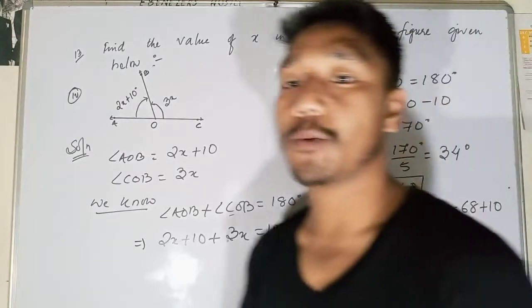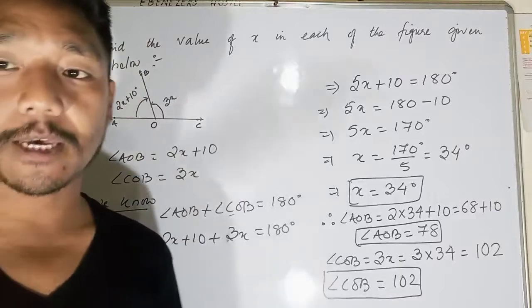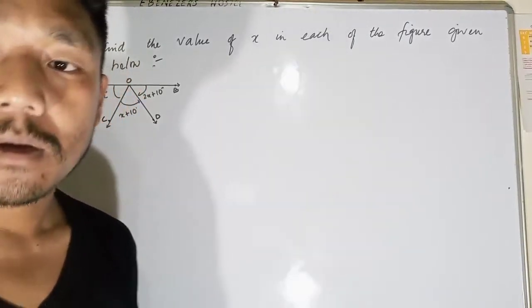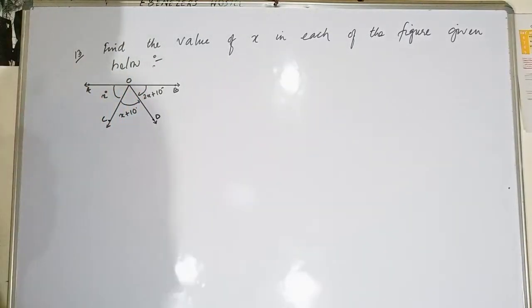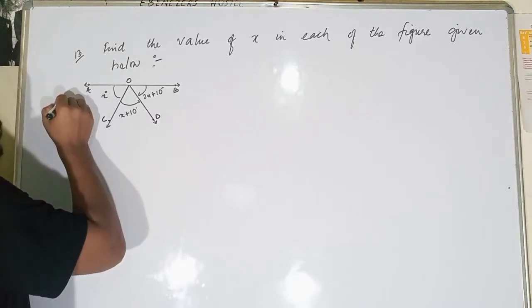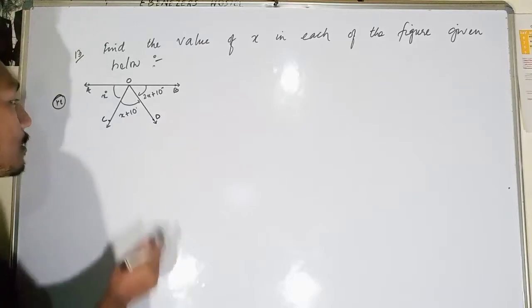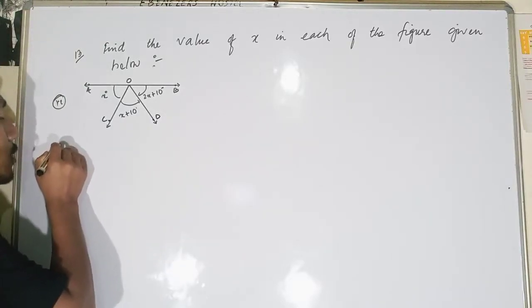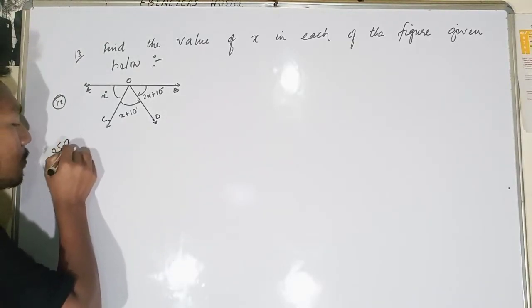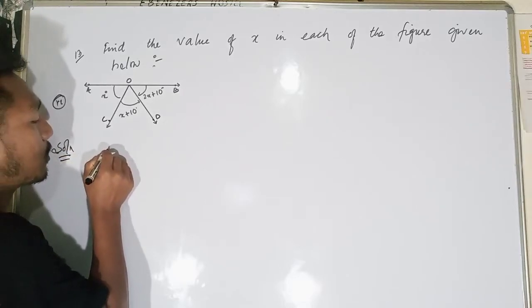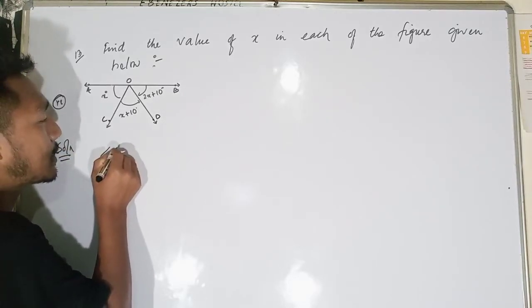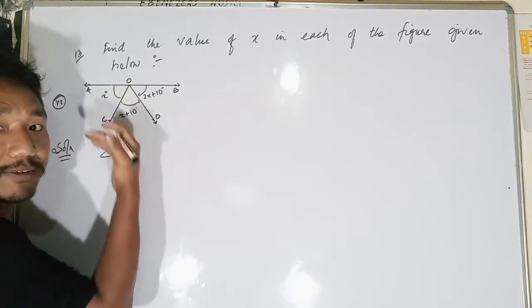Okay, let's go with Roman number 5. Actually, I'm going with Roman number 6, not Roman number 5. Roman number 5, you do it by yourself. So you need to practice it also. Roman number 6, it is the same thing, only the direction is given downward.